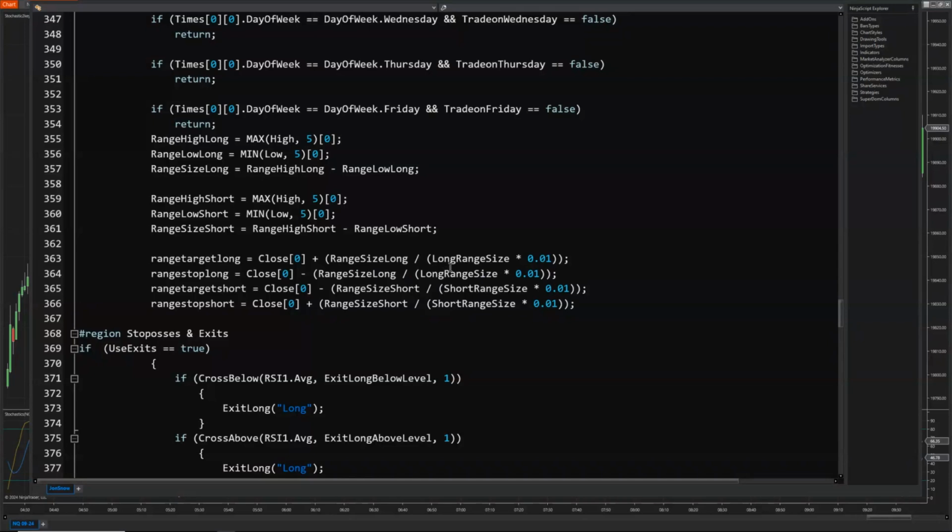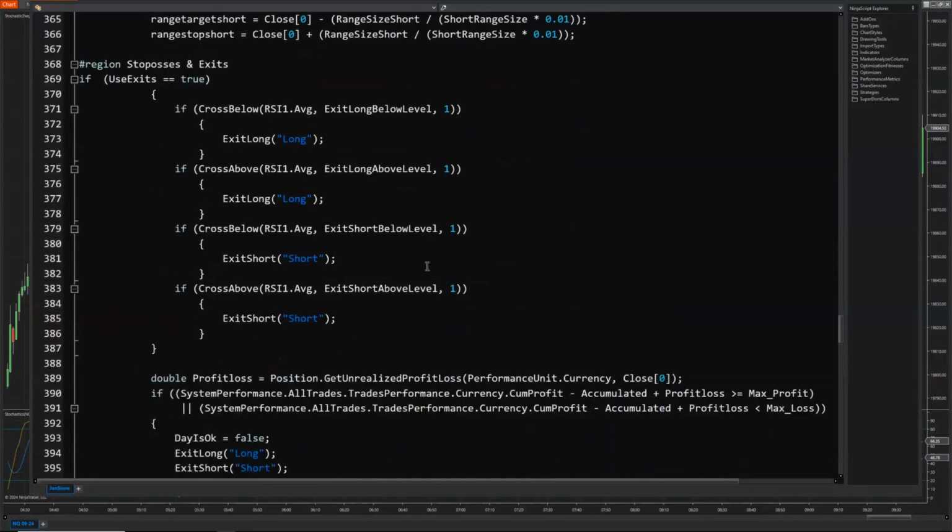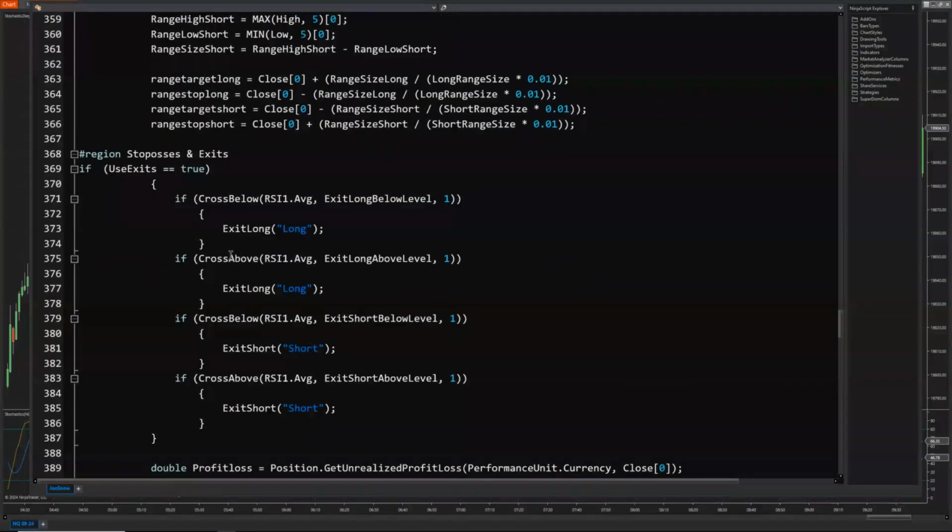And I have a one-to-one risk on this for long and short, but you could do long range size, PT, long range size, stop loss variable, and set them different if you wanted a different risk reward. Now, if you wanted like an RSI condition based exit, this will satisfy you here.